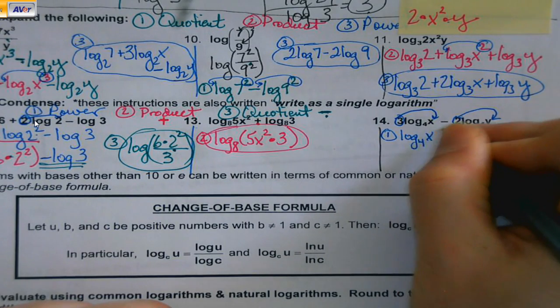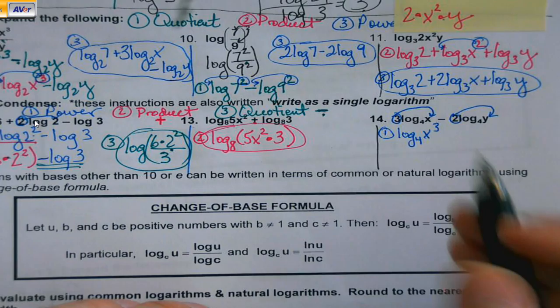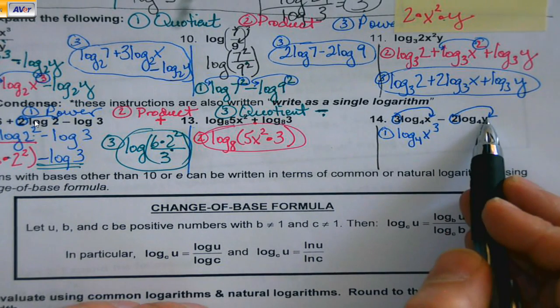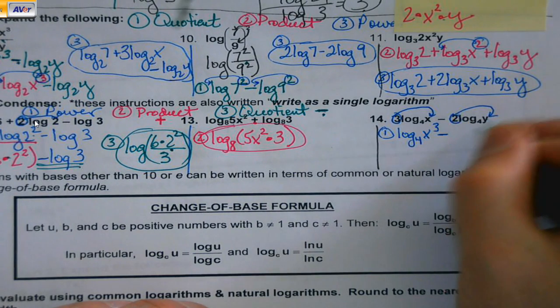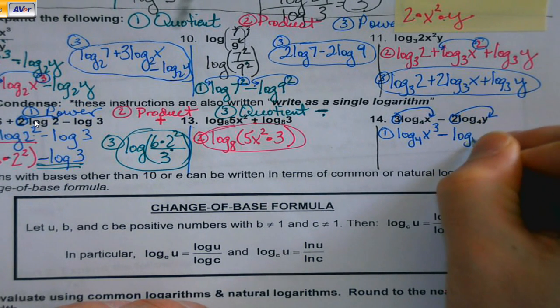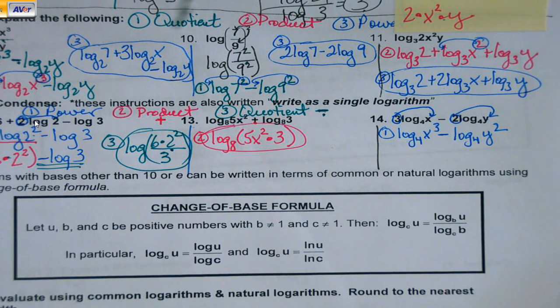Base 4, x to the third. Now notice, I'm not taking -2. This isn't becoming y to the -2nd. Leave the symbols alone. Just take the number. Okay, so coefficients back to exponents.